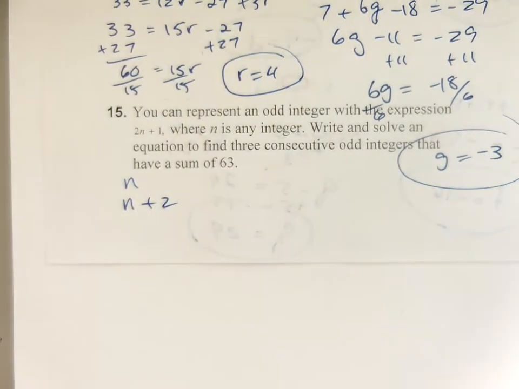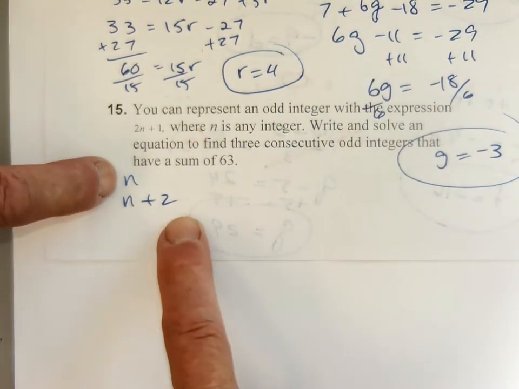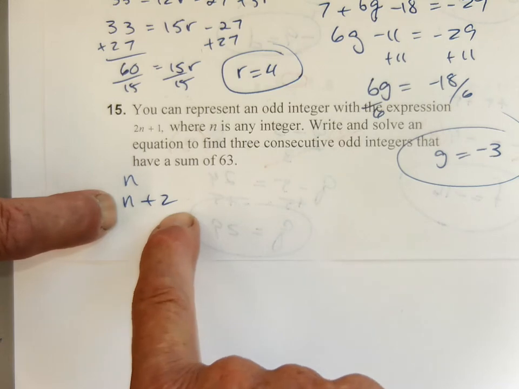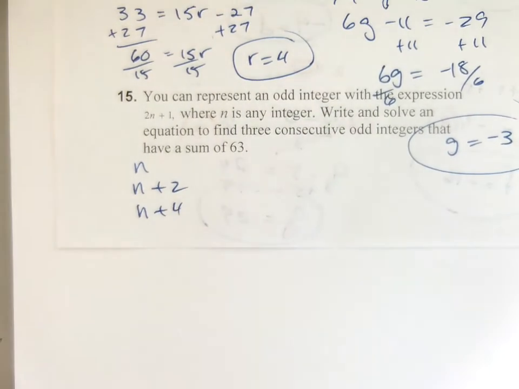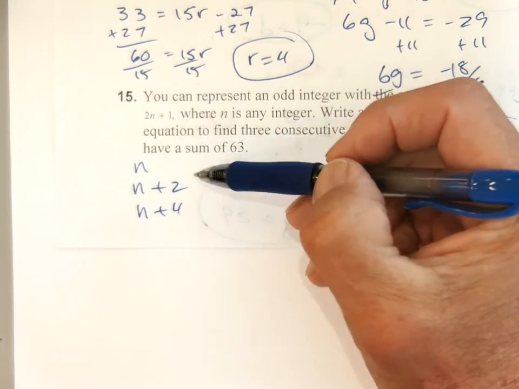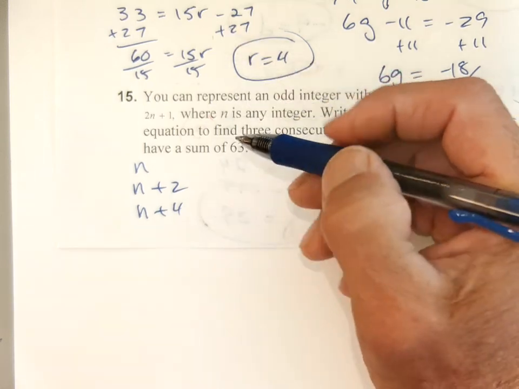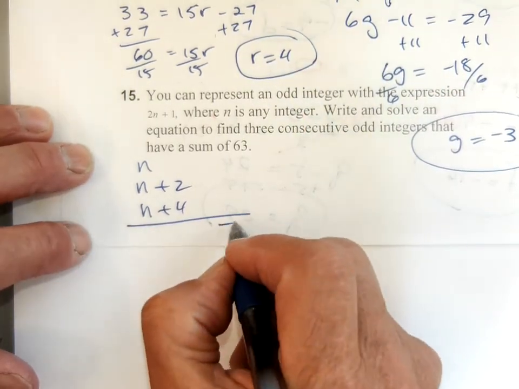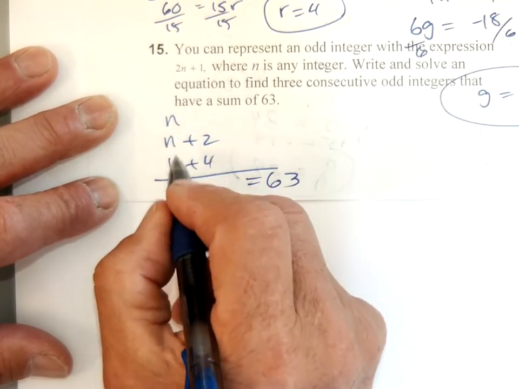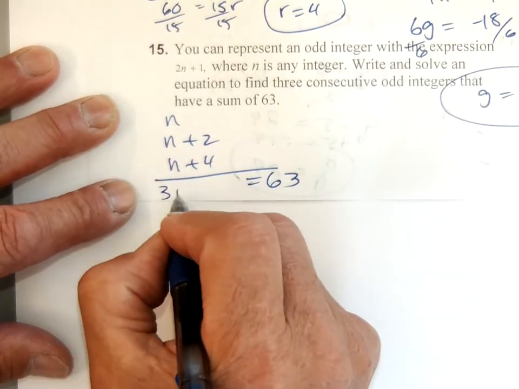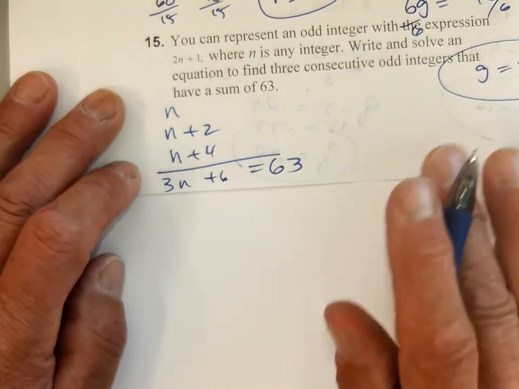And that bothers a lot of kids because, like, wait a minute, that's an even number, Mr. Davies. Yes, but if that's odd, 2 more would make this one odd. Then the next one would be n plus 4, first integer, next odd integer. And they're all going to have to add up to equal 63. So I got a 3n, n plus n plus 2 plus n plus 4, that's 3n plus 6. And we'll solve. Minus 6.